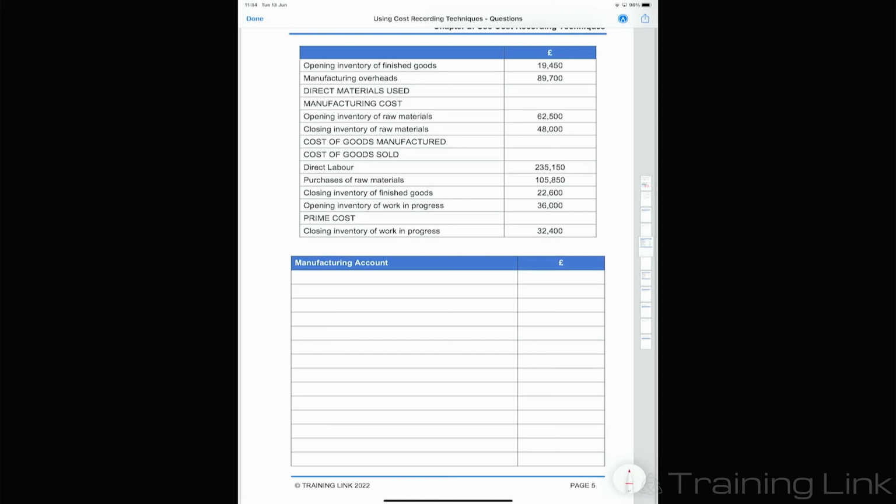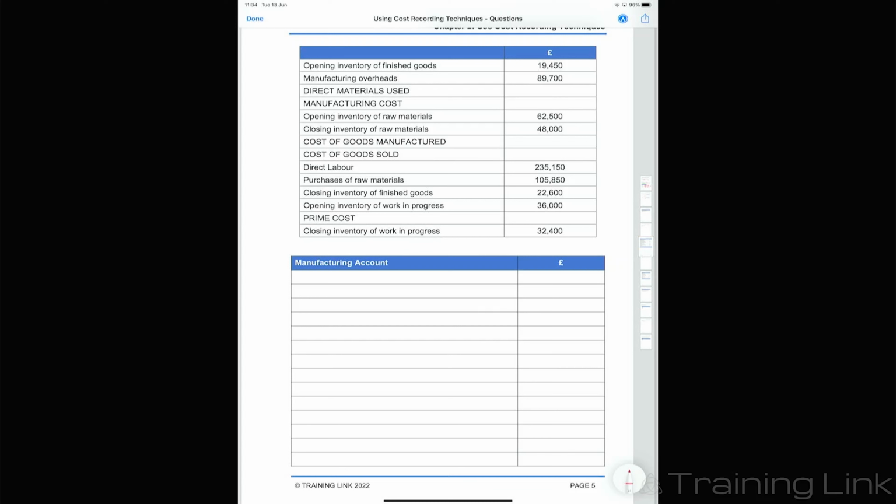So what we've got on the top half here is the names of the different stages. This is just what we've discussed, and then we've got some costs associated to some of those as well, and these aren't in the right order. What we're going to need to do is take those and put them in the correct order following how it should be posted within the manufacturing account.